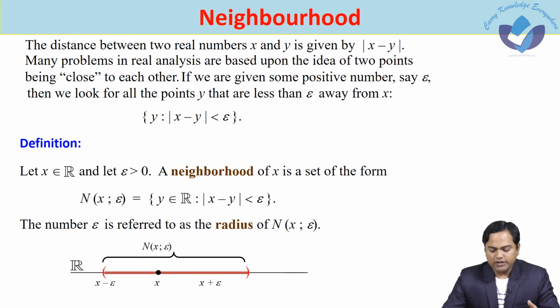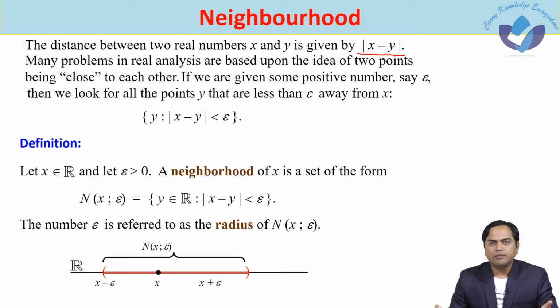So the distance between any two real numbers is given by the modulus of x minus y. Many problems in real analysis are based upon the idea of 2 points being close to each other. Now, closeness is kind of a vague concept. It changes from person to person.